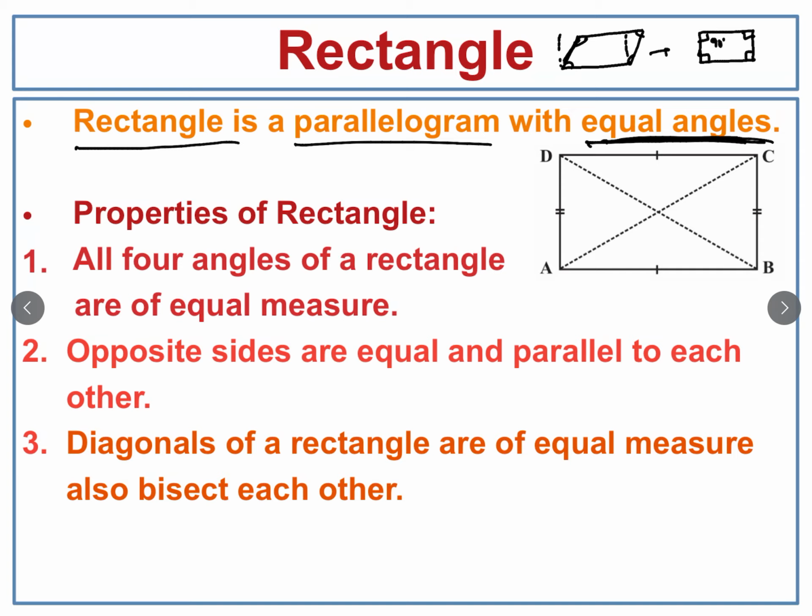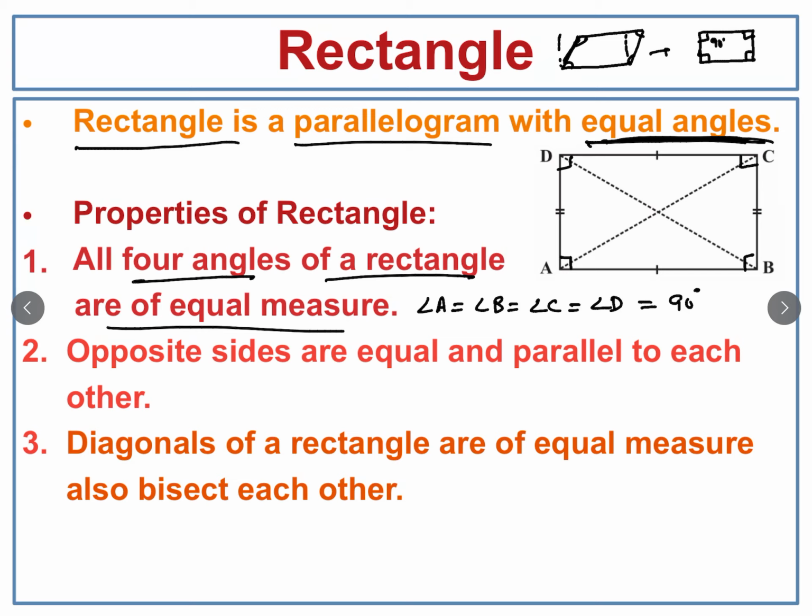Okay, so the properties of a rectangle are: all four angles of a rectangle are of equal measure, that is, angle A equals angle B equals angle C equals angle D, and each will be 90 degrees. Second, opposite sides are equal and parallel to each other.